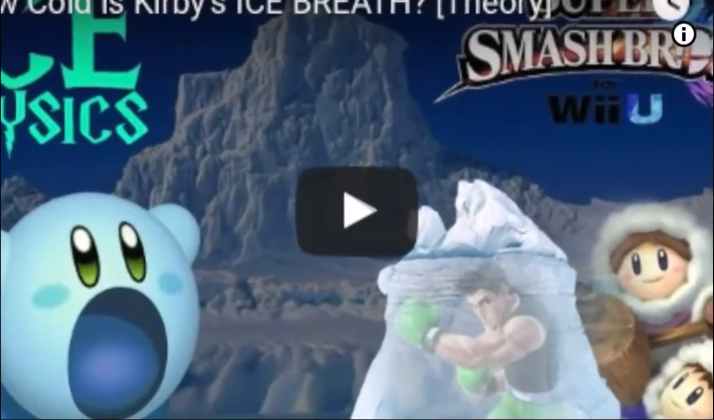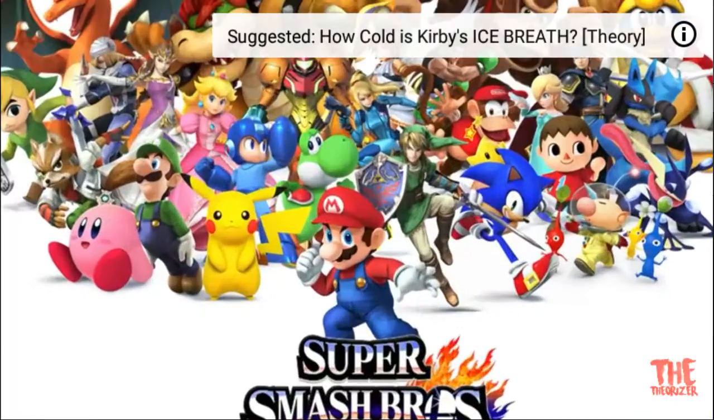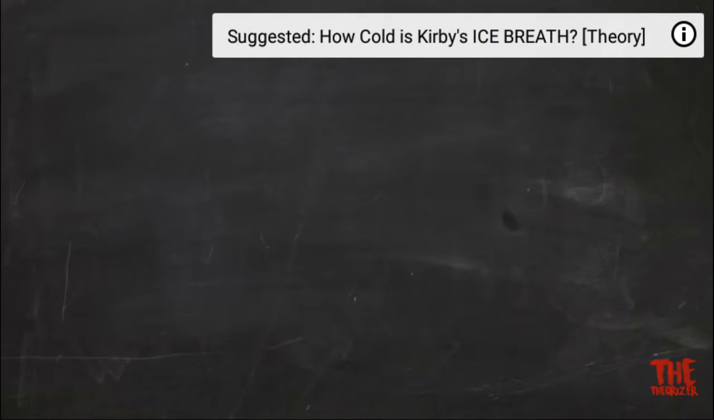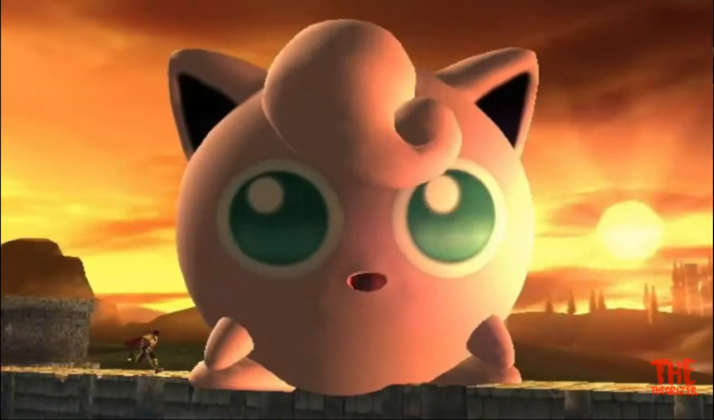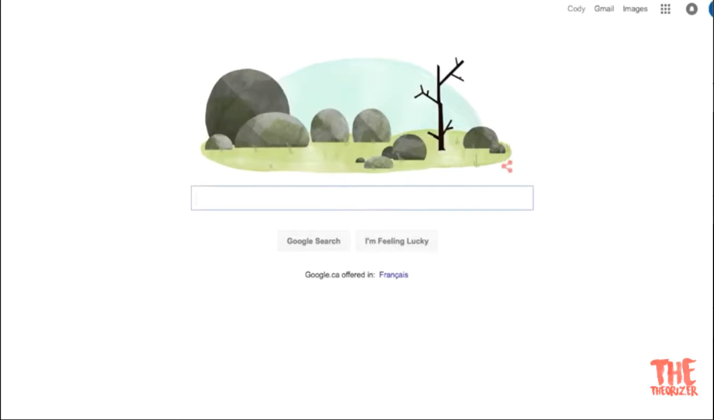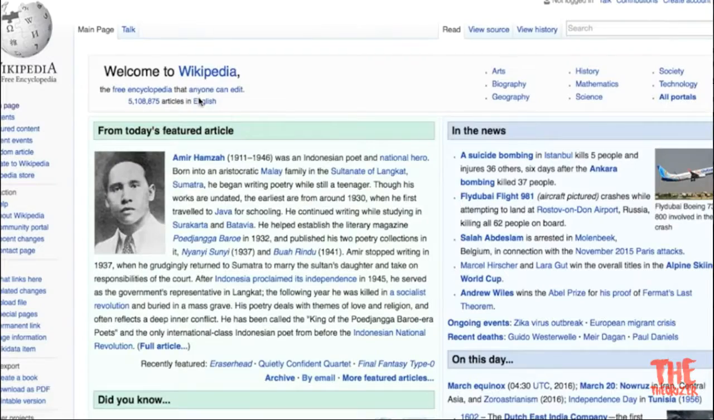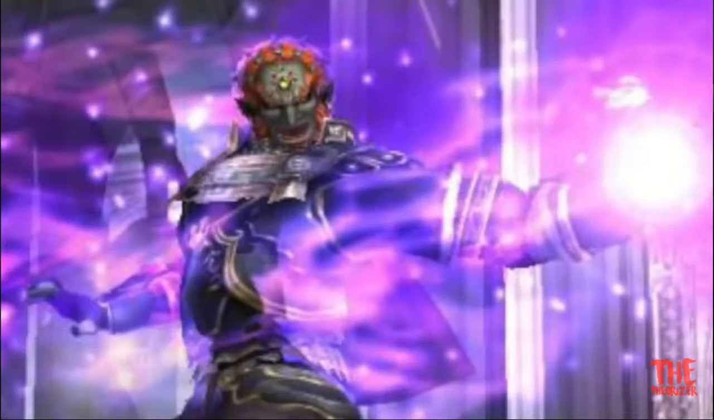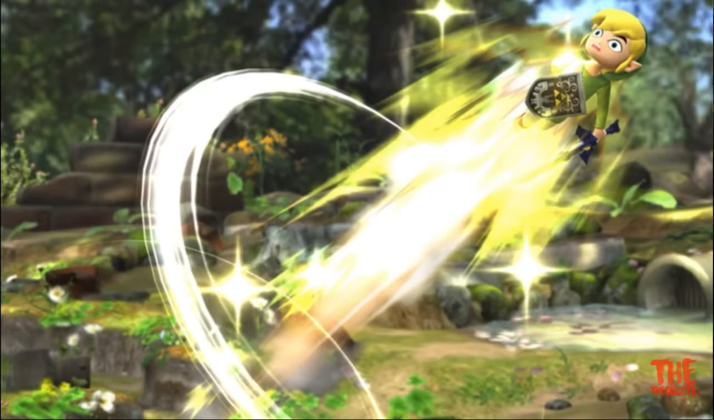Ever since I analyzed Kirby's Ice Breath in Smash Bros. 4, I've set out to find the most powerful character. Not necessarily the most deadly or strongest, but the one who can hit the hardest. And in all of my research, I discovered which character is the most dangerous. Ganondorf. With his move, Warlock Punch, he can KO anybody very quickly.